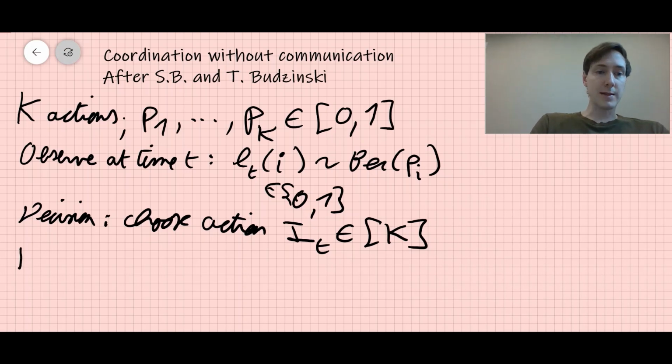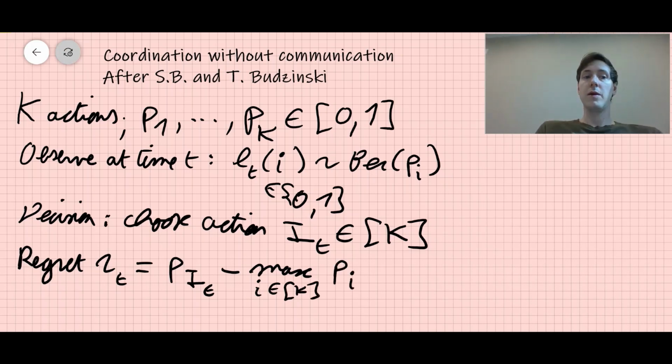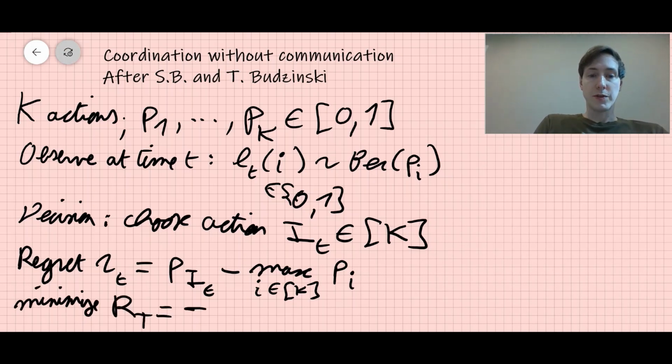So your regret, let's denote it by little r_t, is P of I sub t minus the max over i in 1 through K of the Pi. And the goal is to minimize the cumulative regret. Minimize capital R_T, which is the sum of the little r_t, t equals 1 to capital T. Okay, so the problem is clear.